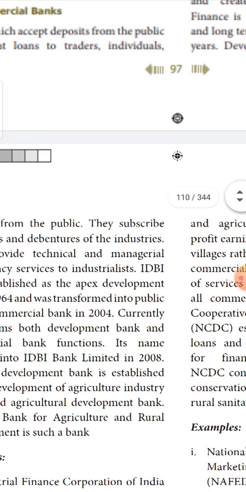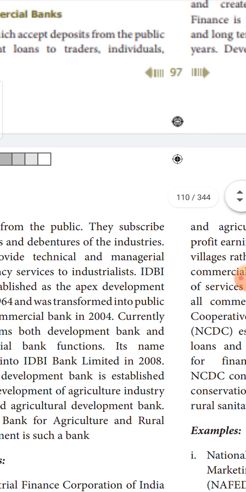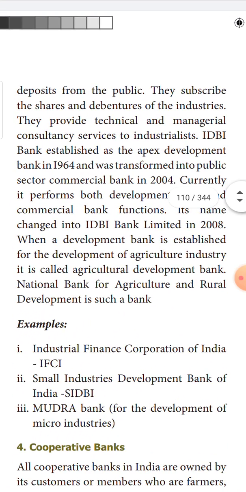They raise their capital by issuing equity share capital to the public. By way of that subscription of shares and debentures, they raise their capital, and this money is utilized for lending loans for industrial purposes. Initially, IDBI, all of us might have come across the bank called IDBI Bank. The IDBI expansion is Industrial Development Bank of India. This bank was established in the year 1964, mainly for the development of industries.